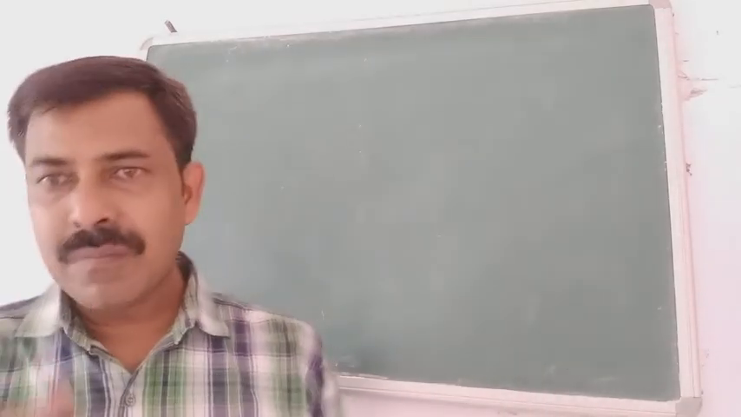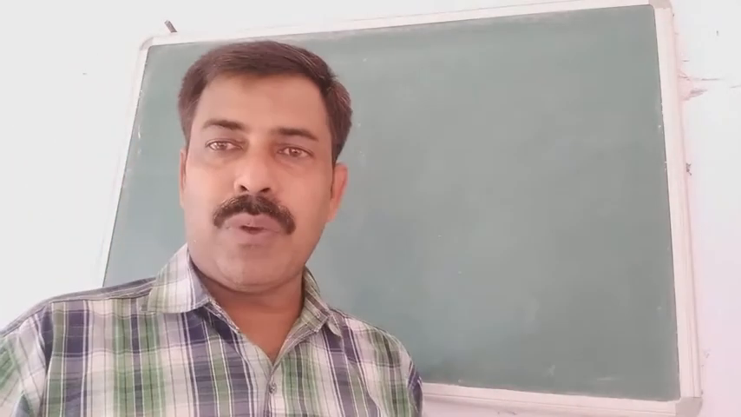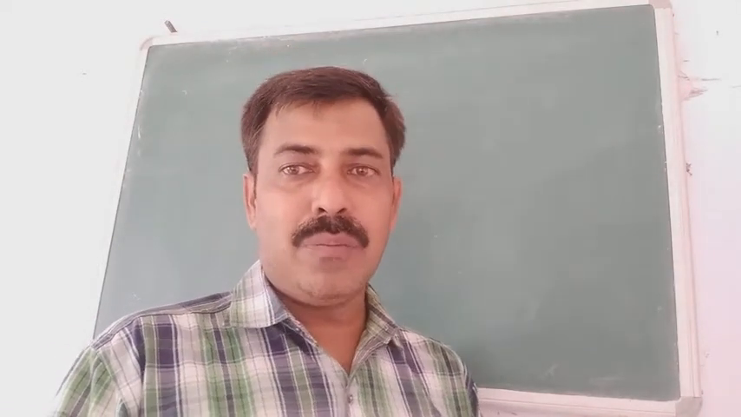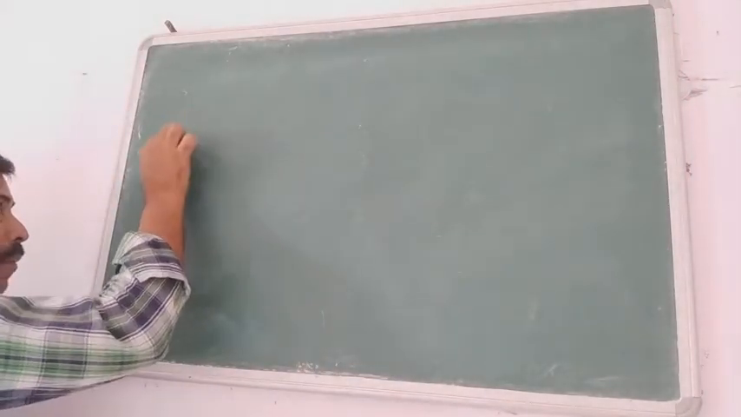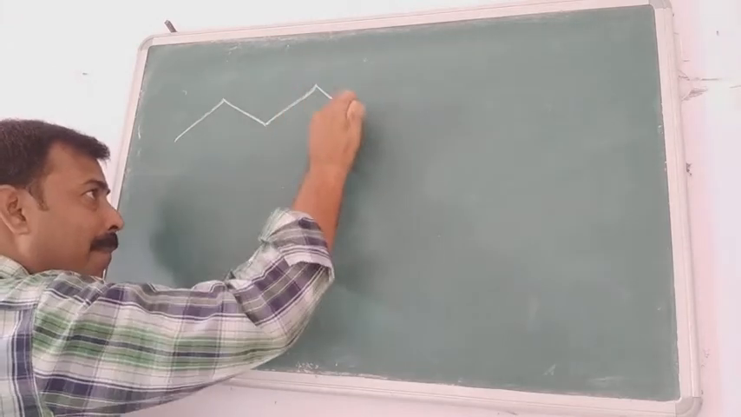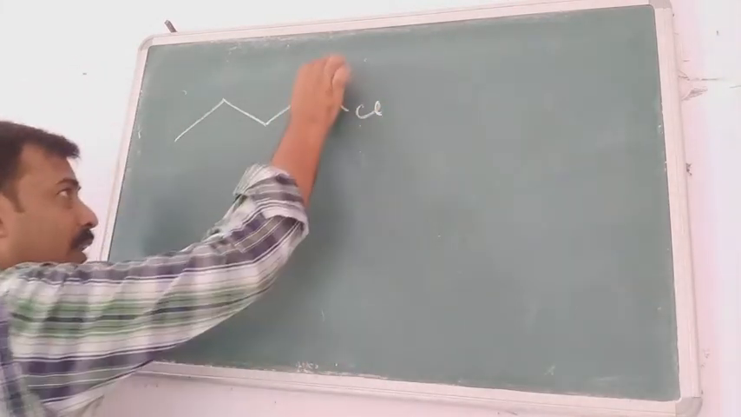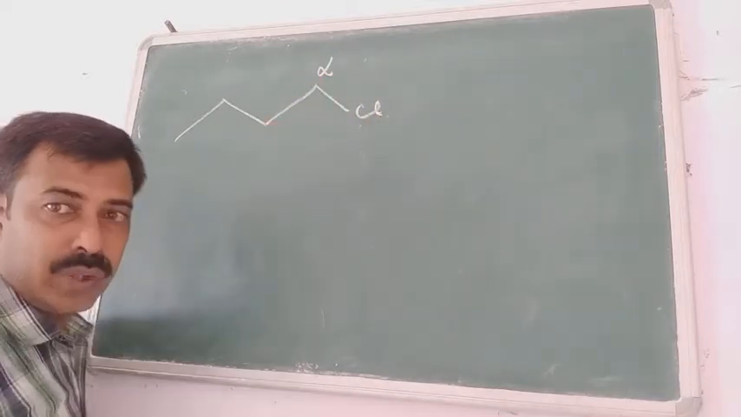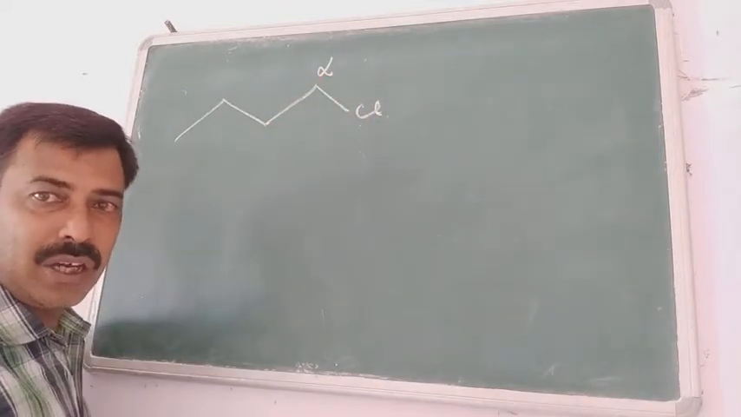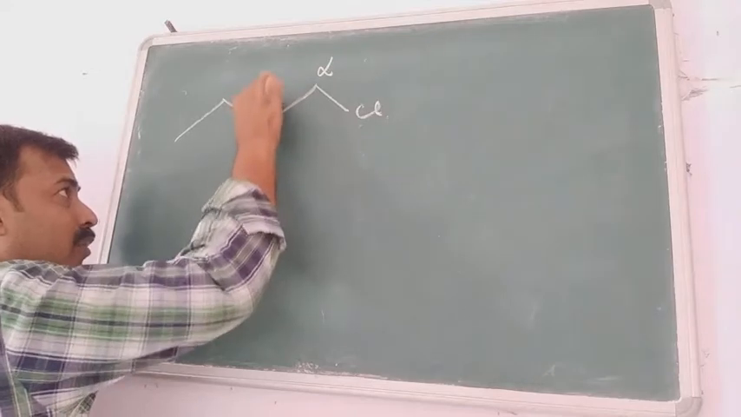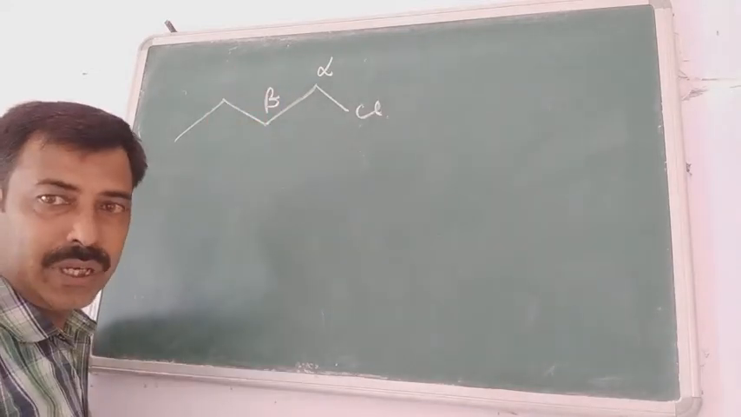When you see the general nomenclature for these compounds on the basis of the unsaturation, position of unsaturation, then the compounds may be classified as follows. See, this is the halogen. The carbon which is directly attached to the functional group is called the alpha carbon, and the carbon next to the alpha carbon is called the beta carbon.